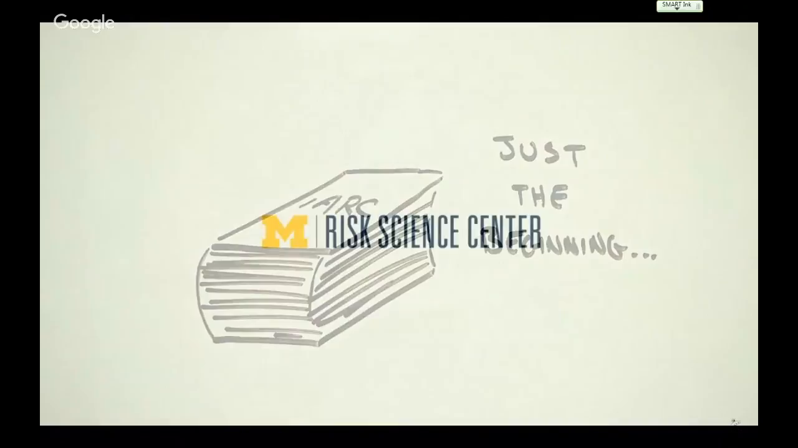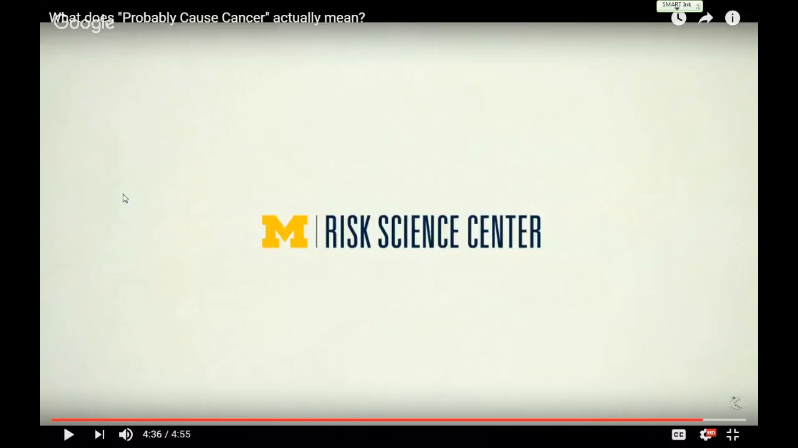There's a whole series of these videos which are really good from University of Michigan's Risk Science Center, where I went to school, and they talk about a lot of these different issues. I think this one in particular, let's talk about what that means in relationship to the chemicals that we just talked about. So these things are these category one known human carcinogens. That means that they're known to cause cancer in humans.